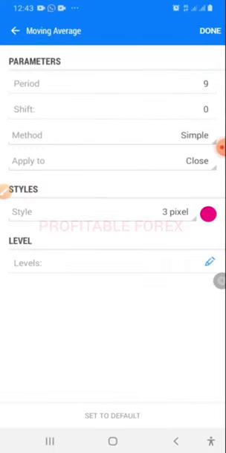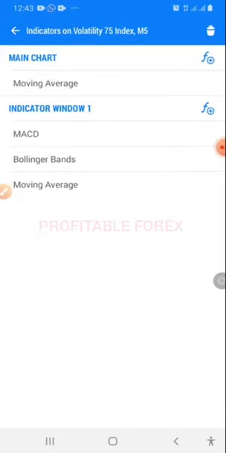For the moving average, we have period 9, shift 0, method simple, apply to close, style 3 pixel, and any color of your choice, but I used pink. You can use any color of your choice. Screenshot it or write it down somewhere so you don't forget, then click done. So that's the main chart.